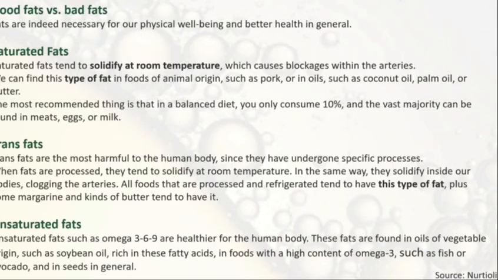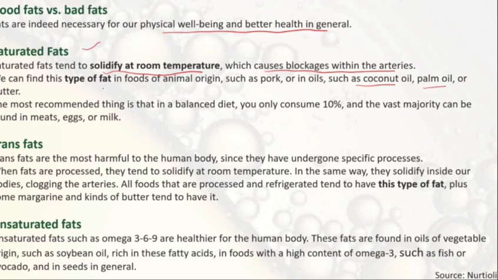So here comes a very major topic: which one do we call a good fat, and which one a bad fat. Fats are indeed necessary for our physical well-being and better health in general. In the first slide I mentioned that fat, I mean lipids, along with protein and carbohydrate, are the structural components in human cells. Saturated fats tend to solidify at room temperature, which you will see in day-to-day life. If you take coconut oil or palm oil, at room temperature it will be in solid form. This may cause blockage within the arteries.